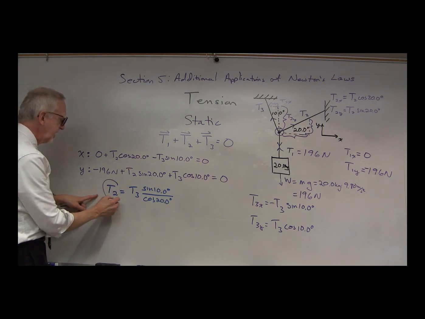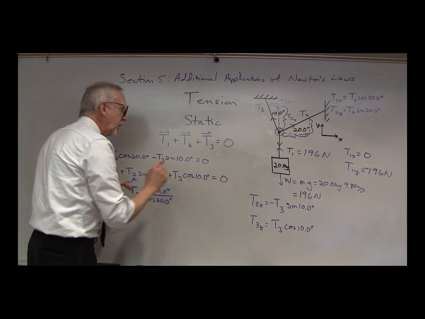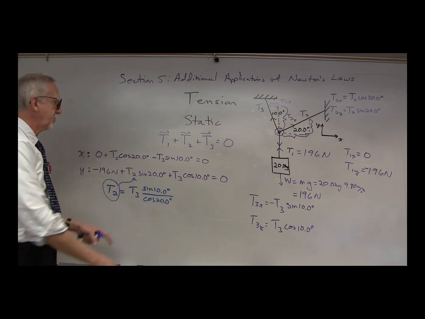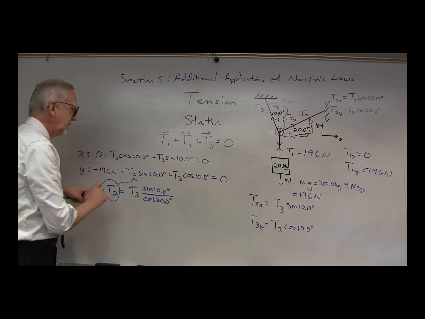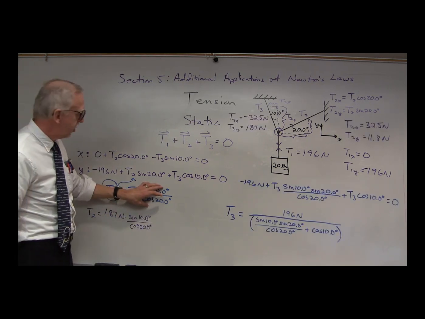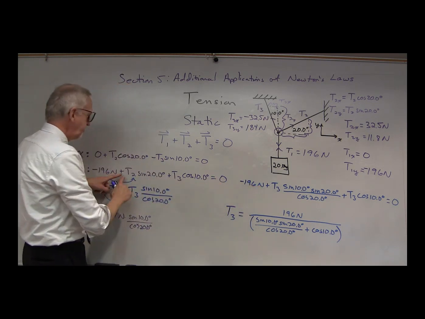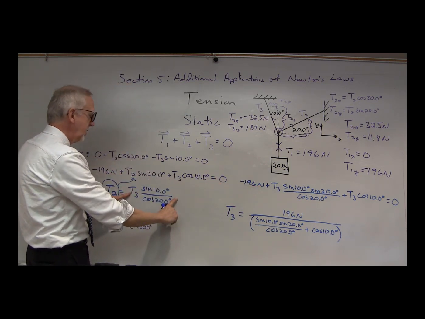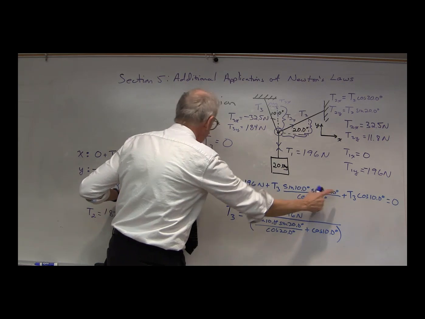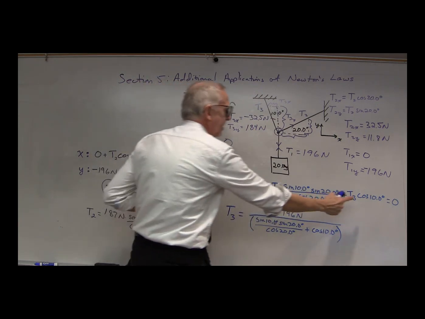Let's take this solution here and put it in here for T2. And then we'll have a single equation that only depends on T3, and then we can solve that for T3. Once we have our value for T3, we can come back here and solve this for T2. All right, I'm going to stick that in there, and then we'll solve it. Taking this term and putting it in here for T2, we have negative 196 newtons plus, now this is T2, T3 sine 10 over cos 20, then times sine 20, plus T3 cos 10 equals 0.